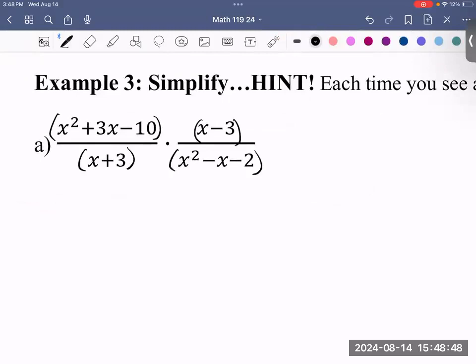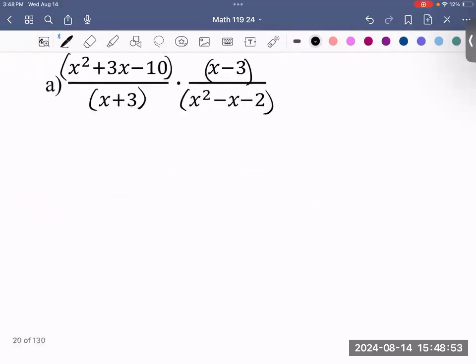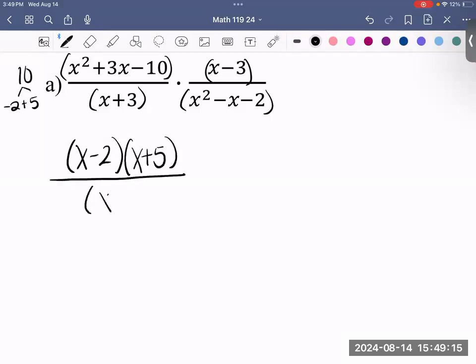So when we see these polynomials, go ahead and factor. So step one, factor. So factoring the top, we're looking at factors of 10 that can get us to +3, but multiply to -10. So 2 and 5 will get us there as long as 5 is positive and 2 is negative. So x minus 2, x plus 5. Now your bottom is already as simplified as it can be. We're multiplying x minus 3.